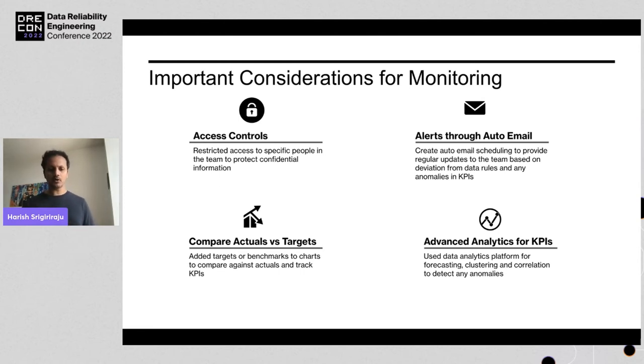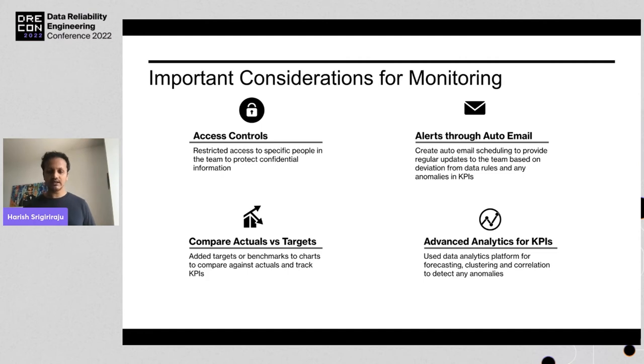The next approach is also to set up benchmarks, so you can see actuals versus targets. You can also set up historical benchmarks as well, like month on month comparison, week on week, or year on year comparisons. I think these are also very critical to understand if there are any anomalies or deviations that will help you easily detect there is an underlying problem.